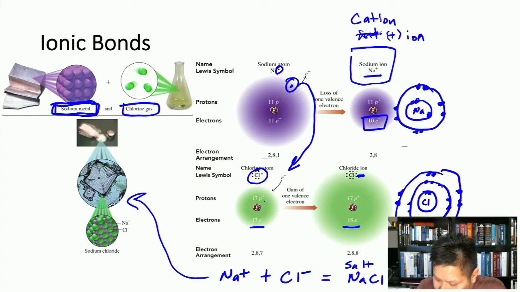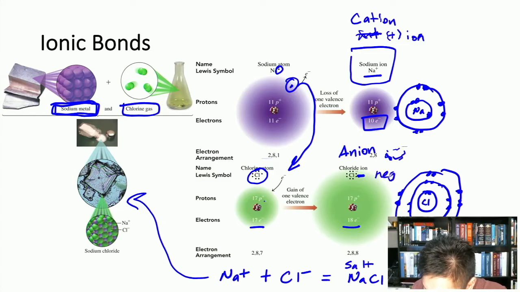And in the case of chloride, which is the chlorine ion, it gained an electron from what used to be neutral, so we call this the anion, or the negatively charged ion, right?